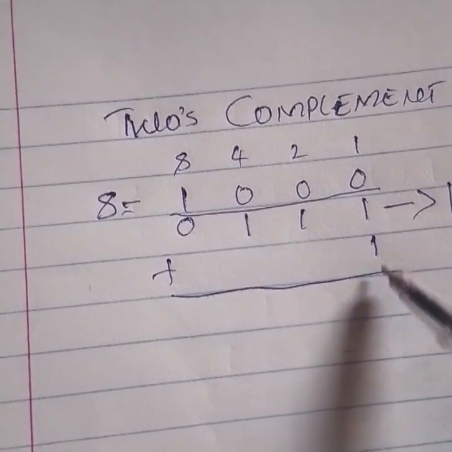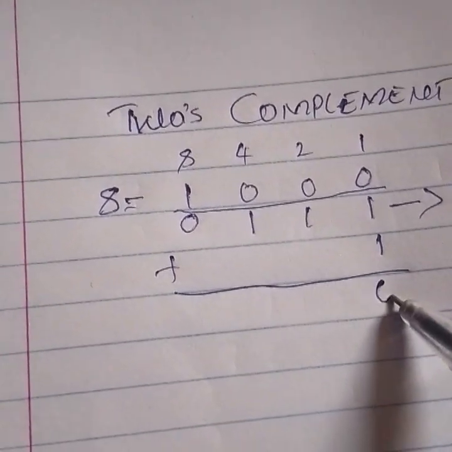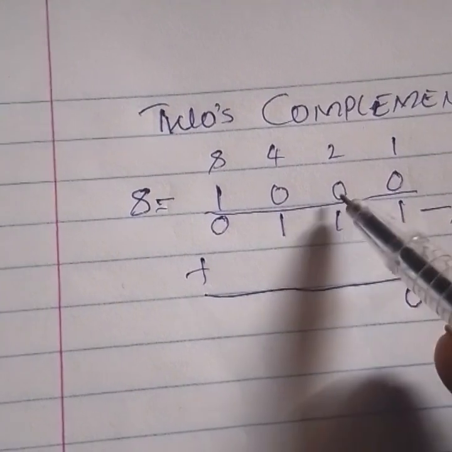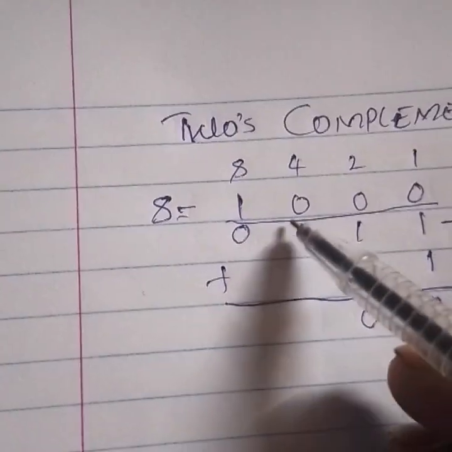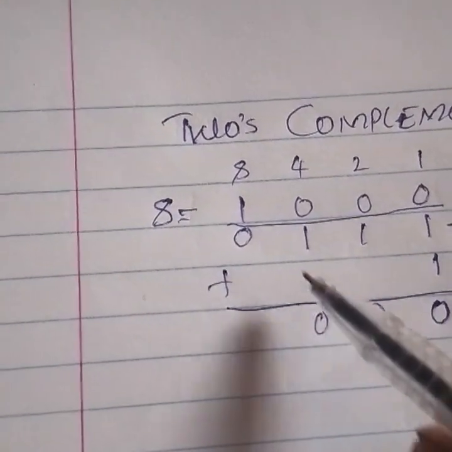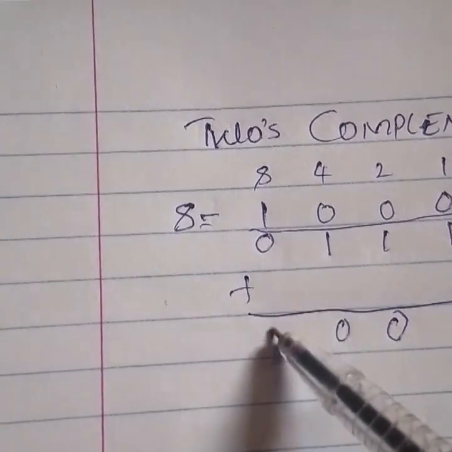But the answer is 10, kind of. So you put 0 and carry 1. Put here 1 plus 1 again, 0, carry 1. Put here 1 plus 1 again, 0, carry 1. Put here, so that 1 will now come down.